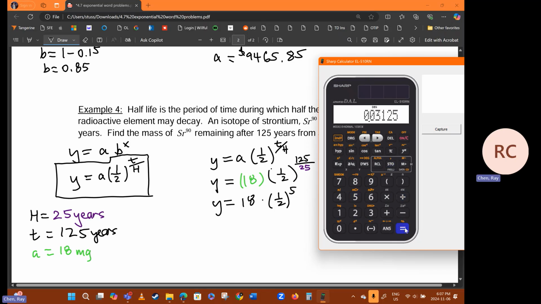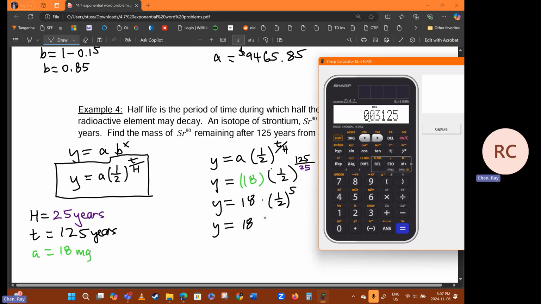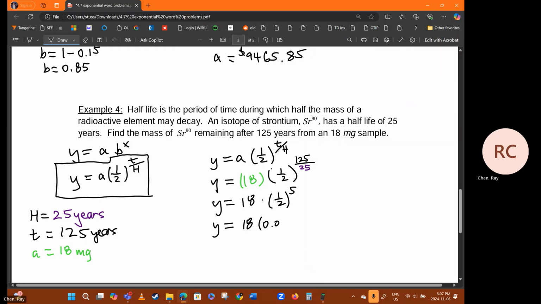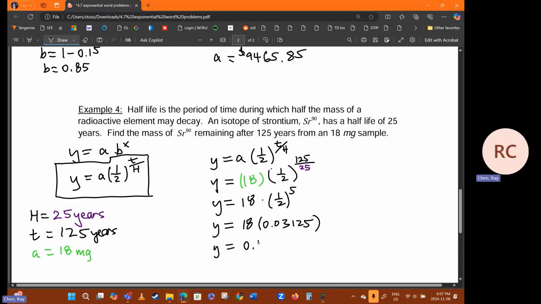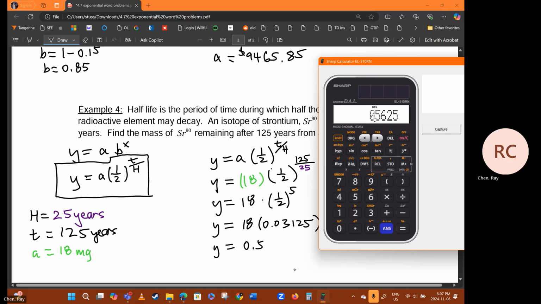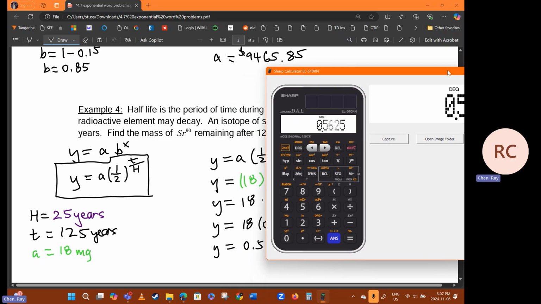We get this really small number. So y is equal to 18 times 0.03125. And so after 125 years, the new amount of the strontium-90 isotope will be only 0.5625 milligrams. So notice, it has decayed a lot.